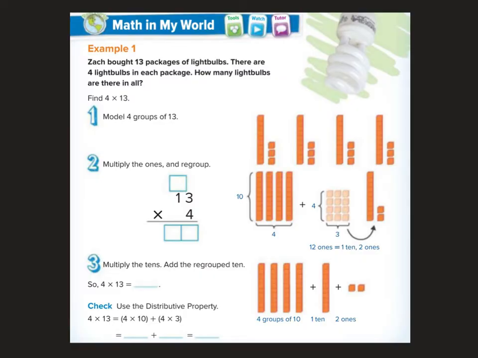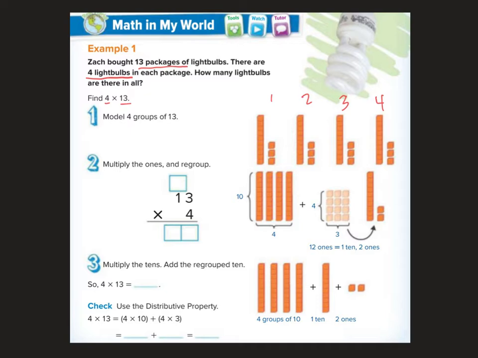All right, so for example 1, it says Zach bought 13 packages of light bulbs. There are 4 light bulbs in each package. How many light bulbs are there in all? So he has 13 packages, and there are 4 light bulbs in each package. So what we need to do is 4 times 13. Okay, so I could model. So I have one group of 13, 2, 3, 4 groups of 13.